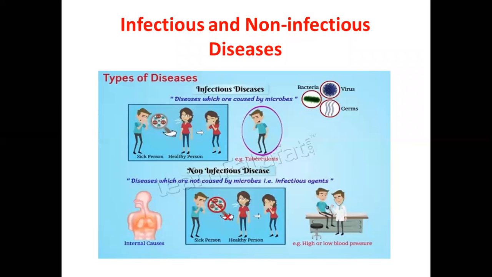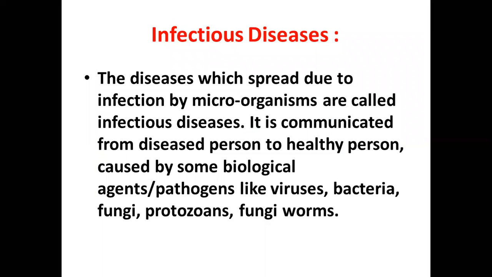Now, the infectious disease and non-infectious disease we are going to discuss here. Try to understand what is an infectious disease and a non-infectious disease. There are certain points given in the chapter. First of all, the diseases which spread due to infection by microorganisms are called infectious diseases. It is communicated from diseased persons to healthy persons, caused by biological agents like pathogens, viruses, bacteria, fungi, protozoa, or some worms. These cause the infectious diseases, right?